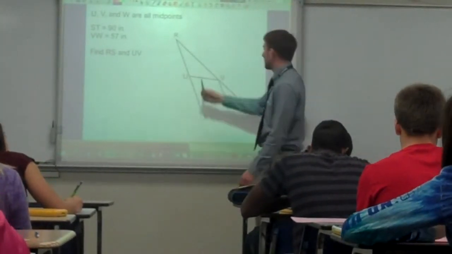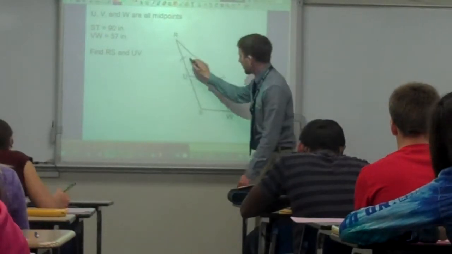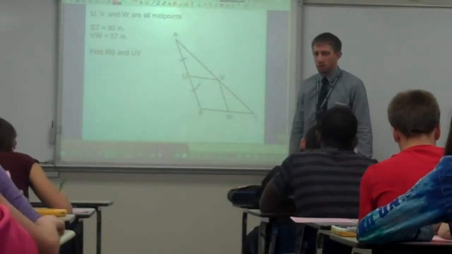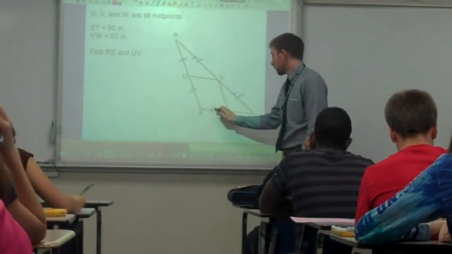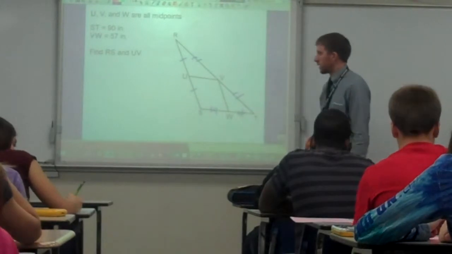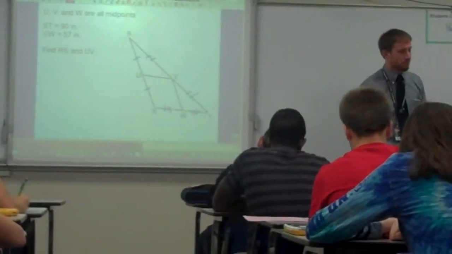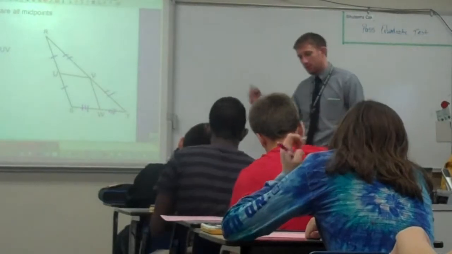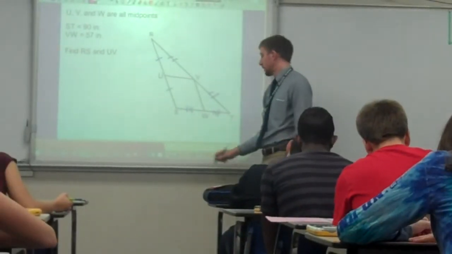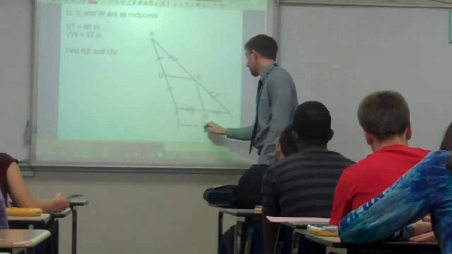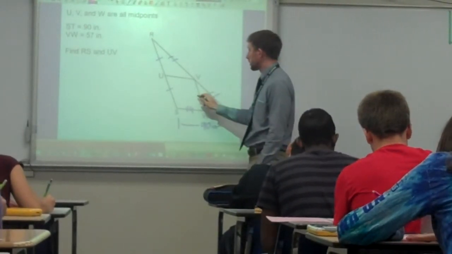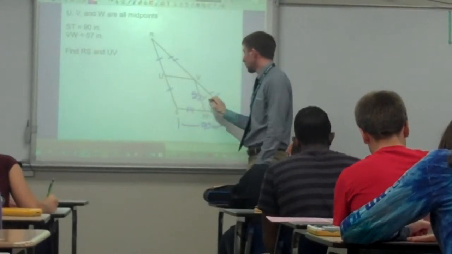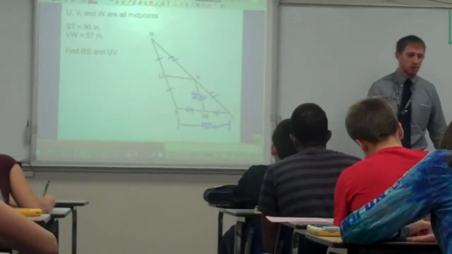Okay? U, V, and W are all midpoints. So that means RU and US are congruent, RV and VT are congruent, SW and WT are congruent. It's standard practice: given information, mark it on your picture. ST has a length of 90 inches. VW has a length of 57 inches. We want to find the length of RS and the length of UV.